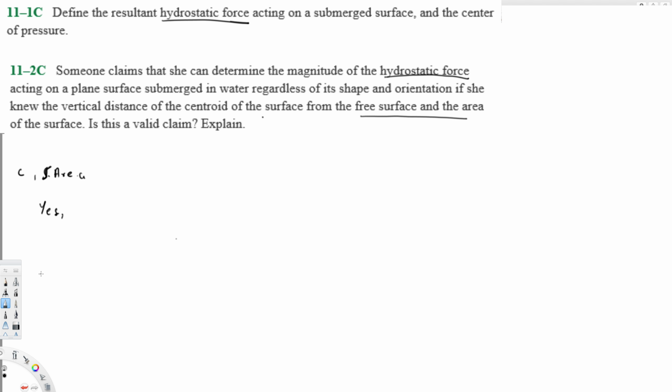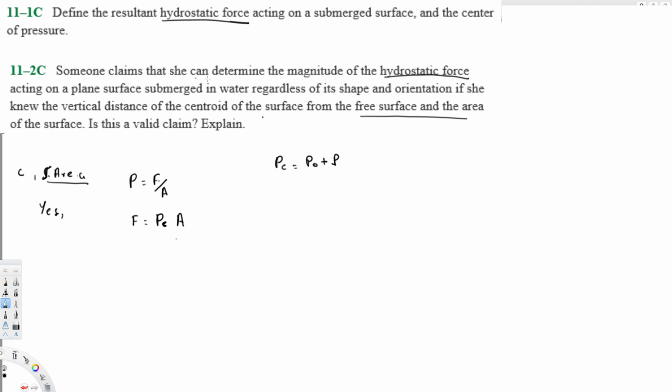How can she determine it? Let's see how she can do it, right? We know that P is equal to F over A, so the hydrostatic force is going to be equal to P times A. In this case, this is going to be the pressure at the centroid times the area of the surface. So we know the area already. Pressure at the centroid: what do we need to find it? To find the pressure at the centroid, we need to know the atmospheric pressure that we all know, and then rho, the density of whatever fluid we are trying to find.